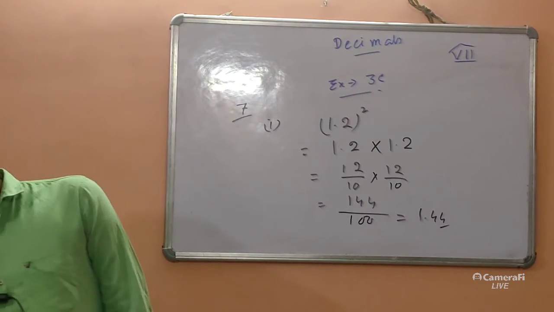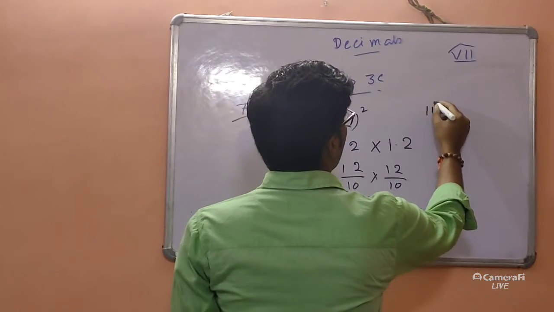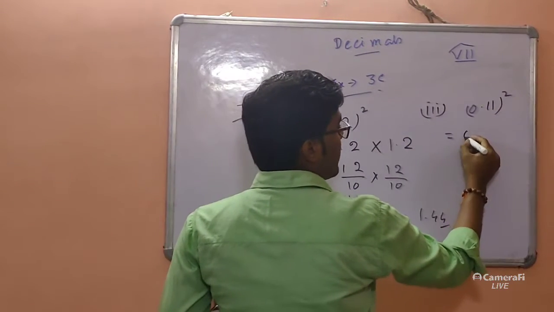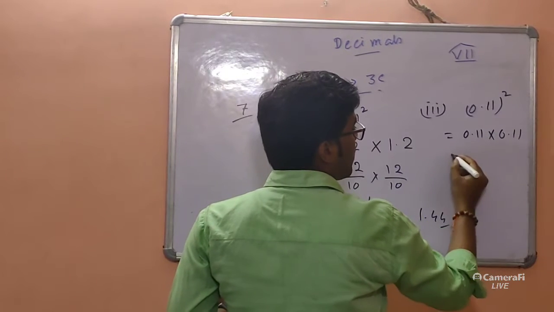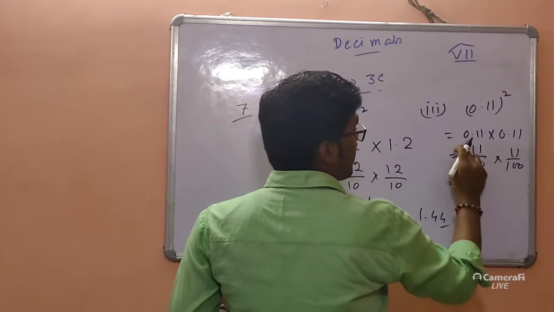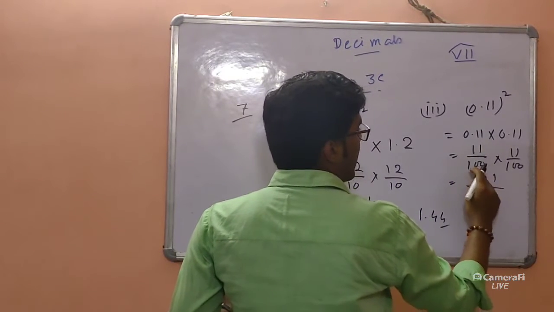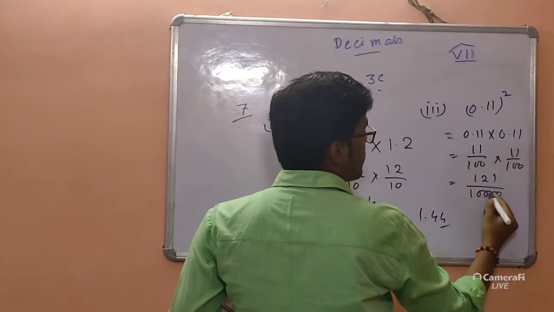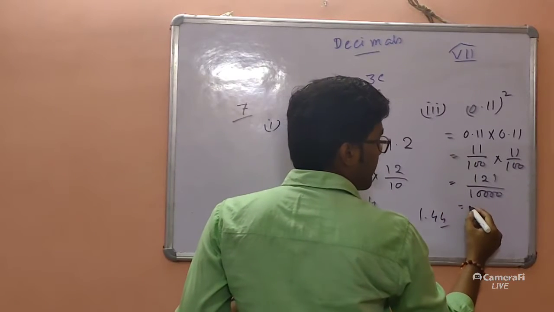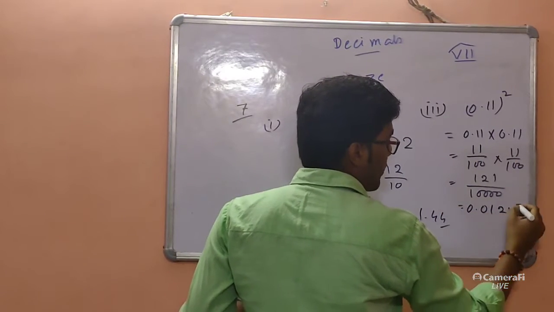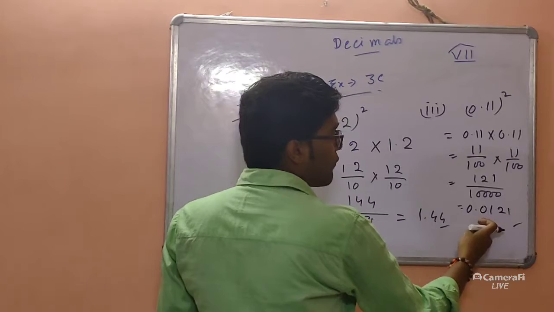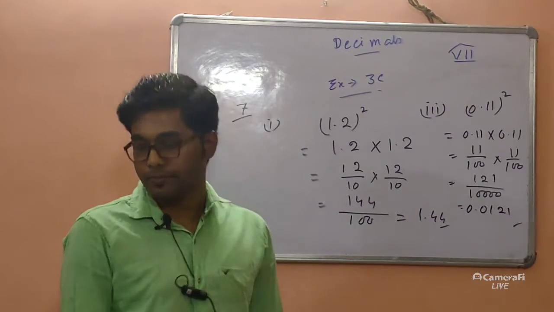Let us do the next one, 0.11 whole square. Same thing. This means 0.11 into 0.11. So this means 11 by 100 into 11 by 100. That means 11 into 11, 121, and 100 into 100, so after 1, 4 zeros. Therefore from the right after 4 places we give a point: 0.0121. Clear? And that's your answer. From the right after 4 places, 1 2 3 and 4, so that's your answer.